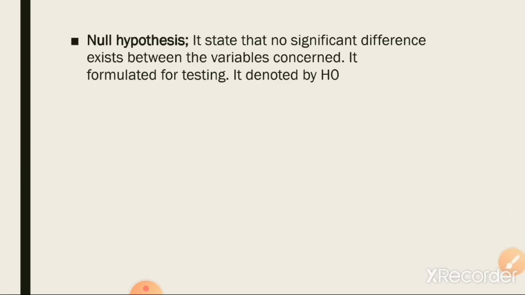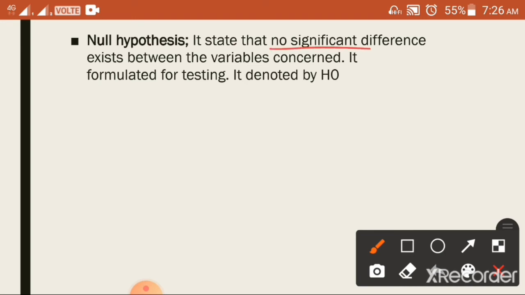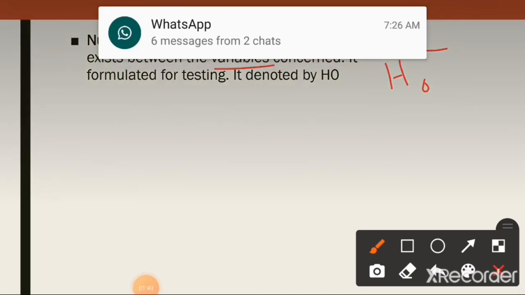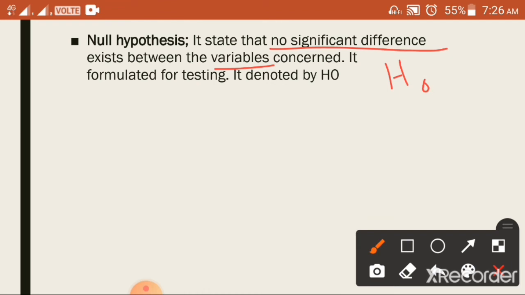Next, null hypothesis. It states that there is no significant difference between variables. Okay, there is no significant relationship. If the statement starts with "there is no significant difference between", it is known as a null hypothesis. It is denoted as H0. The example for a null hypothesis is: there is no significant relationship between labor productivity and working duration.